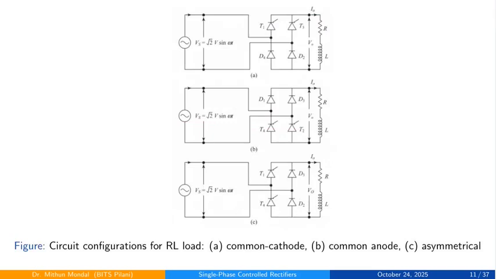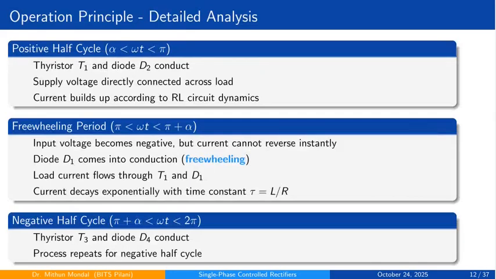So here we will again take, in the 3 configurations, a load comprising resistance and inductance. That is the RL load configuration in the common cathode, common anode and the asymmetrical mode of controlled rectifier. So what happens in the positive half cycle, which is the conduction from omega t equals alpha to pi, is that the thyristor T1 and the diode D2 will conduct.